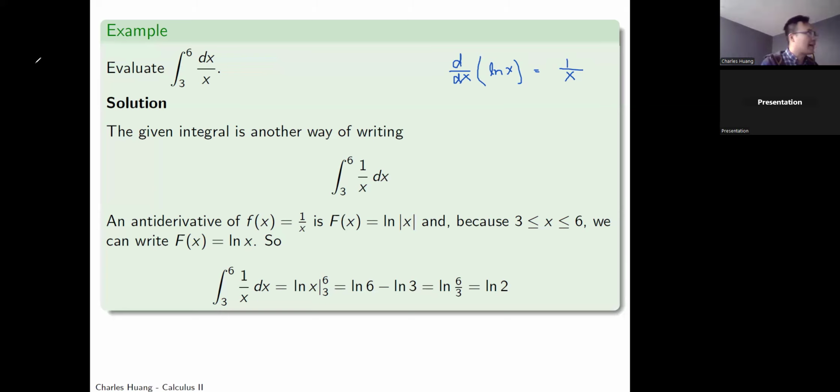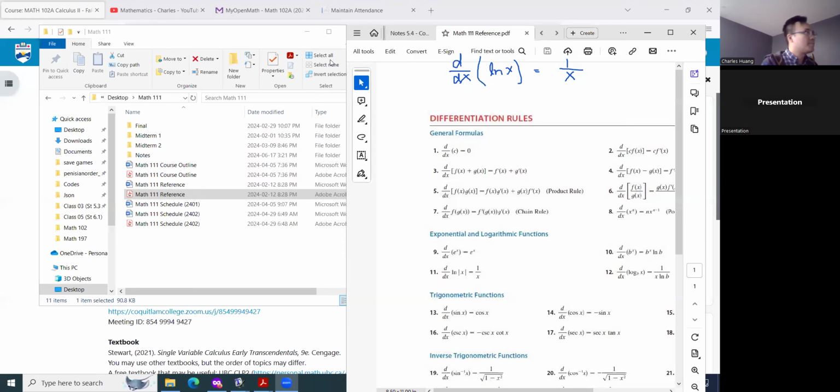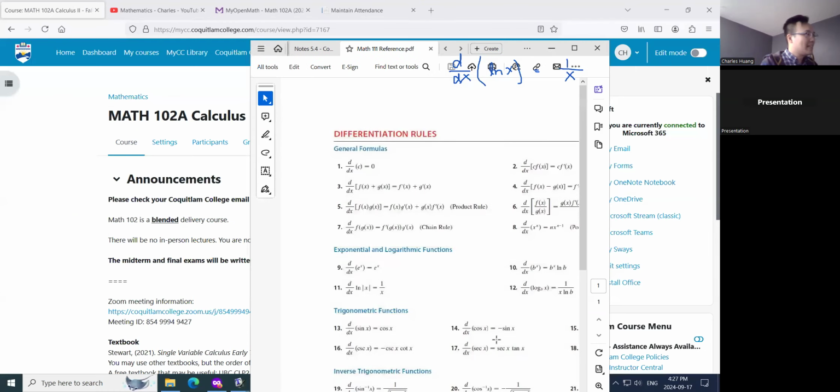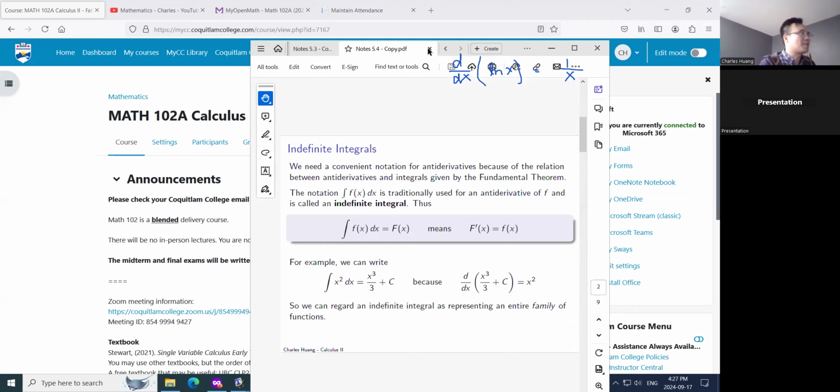So here I have my table. In my differentiation class, I will give them a table that looks like this, right? It will tell you that if I have natural log of x and I take the derivative, I'm going to get 1 over x. So that's what I'm talking about when I talk about these differentiation rules.